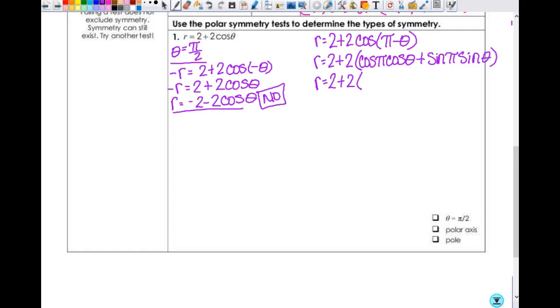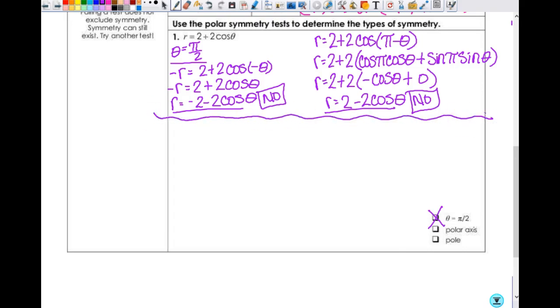Negative 1. So cosine of pi is negative 1. So this is negative cosine theta here. Plus, what's sine of pi? 0. So it's 0 times sine pi, which is 0. So that means I get r equals 2 minus 2 cosine theta. Is that the same as what I started with? No. So this is a no also. So since I got 2 no's, that means we do not have symmetry with respect to the line theta equals pi halves. So then we move on and we check the polar axis.